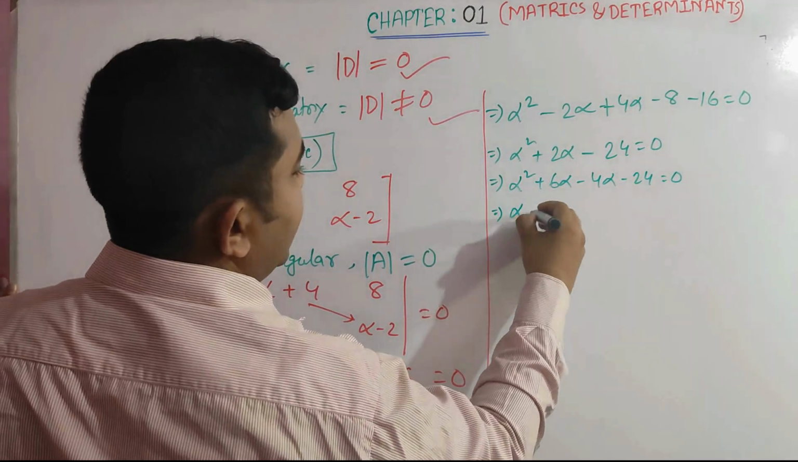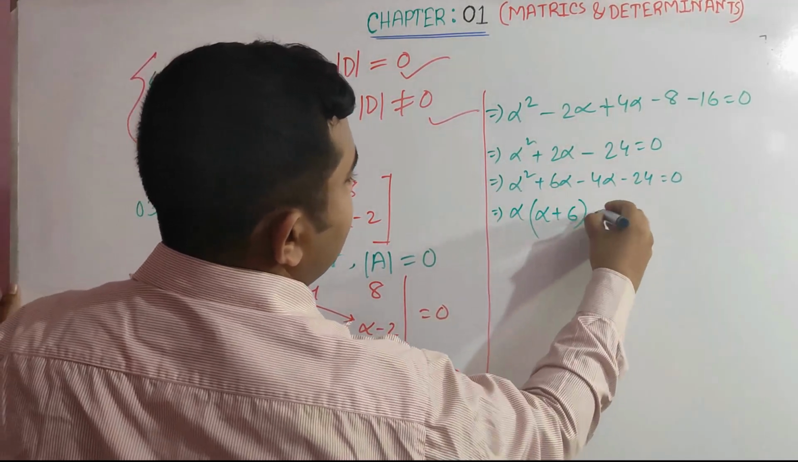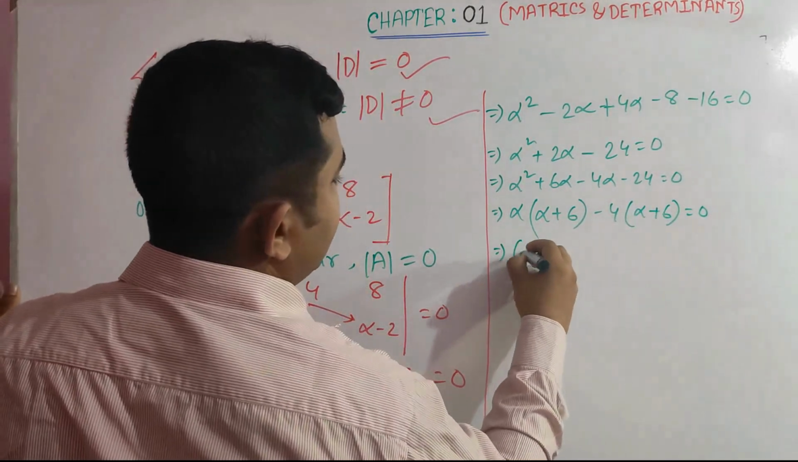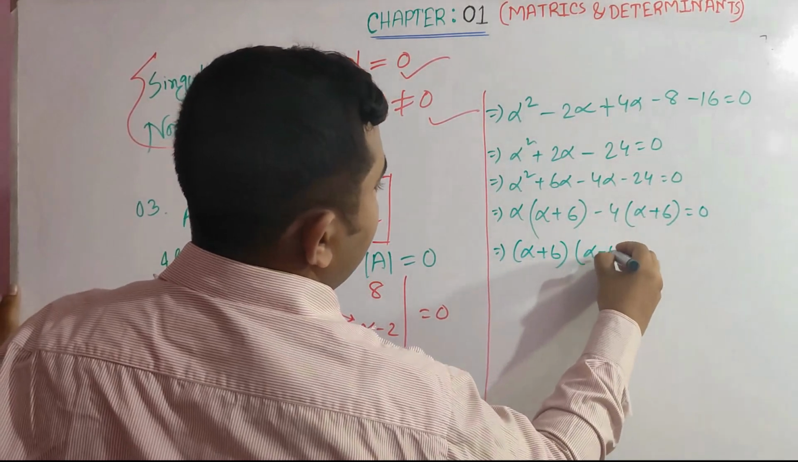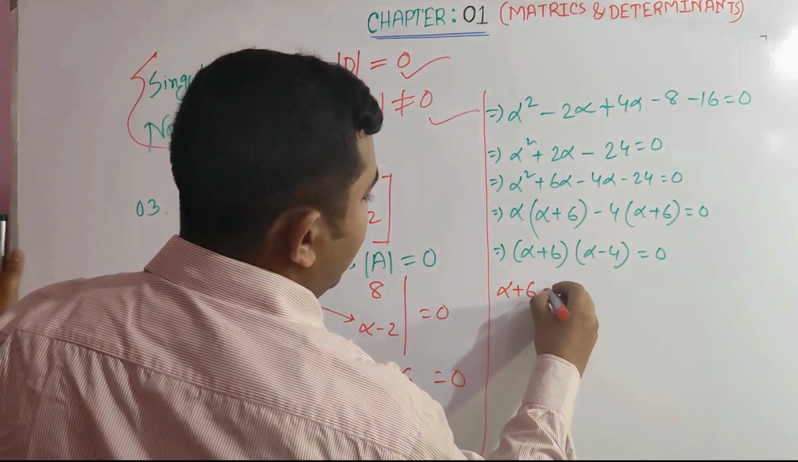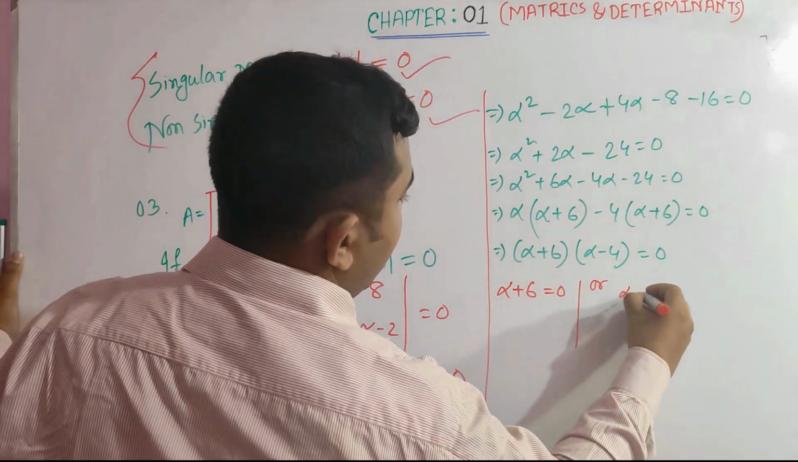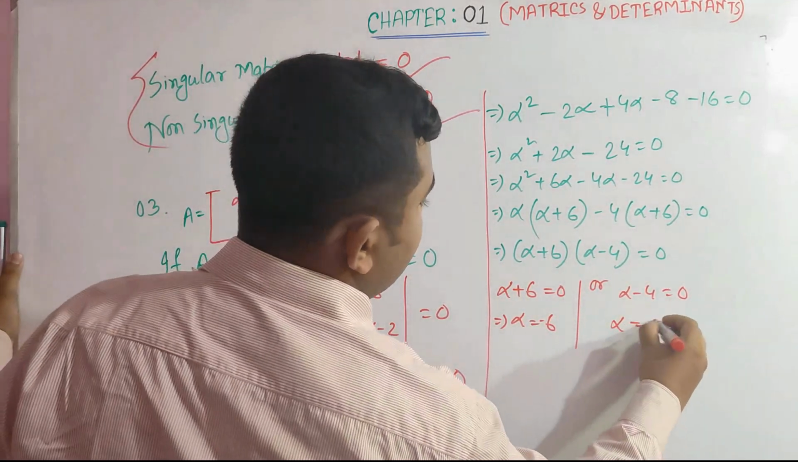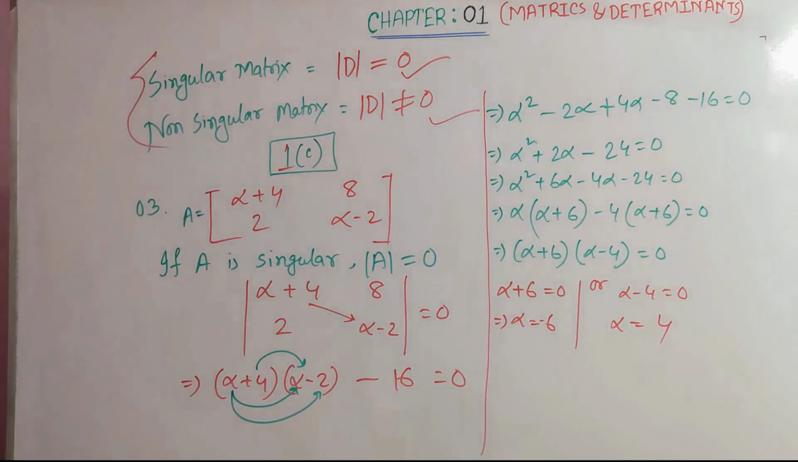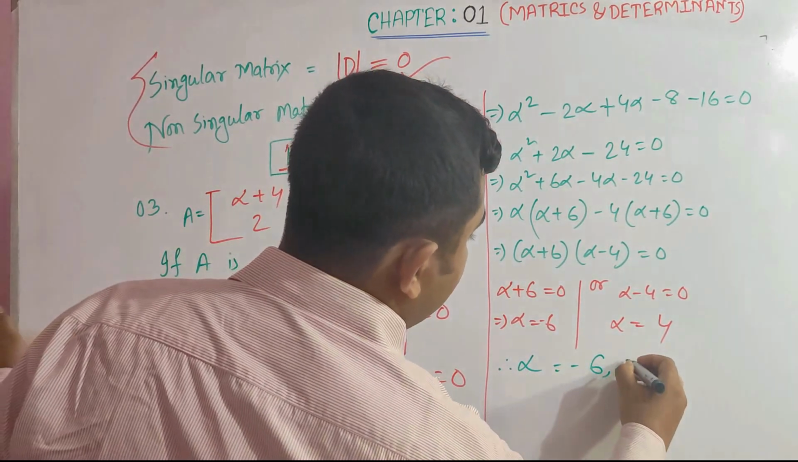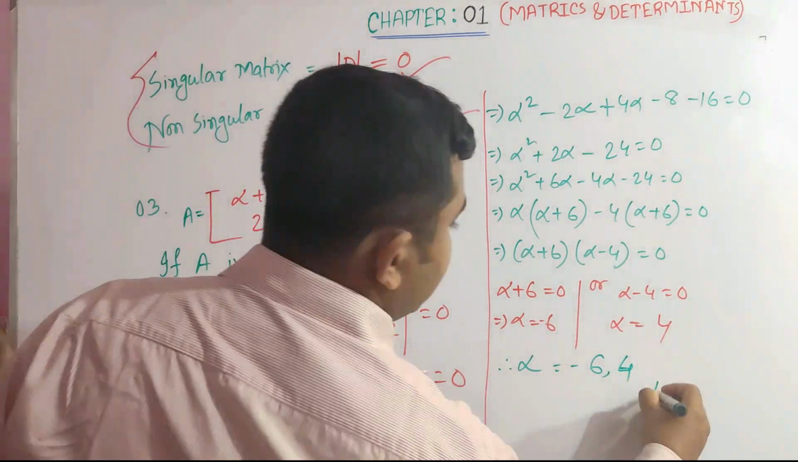Then if we take alpha as common, alpha plus 6 minus 4 alpha plus 6 is equal to 0. We will get alpha plus 6 into alpha minus 4 equals 0. So from here we can write either alpha plus 6 equals 0 or alpha minus 4 equals 0. So alpha should be minus 6 or alpha should be plus 4. These two values we find from here. So the value of alpha will be minus 6 or 4. That's the answer.